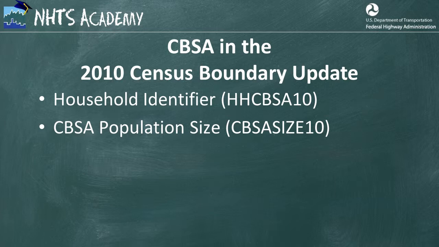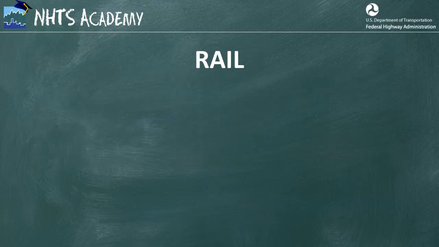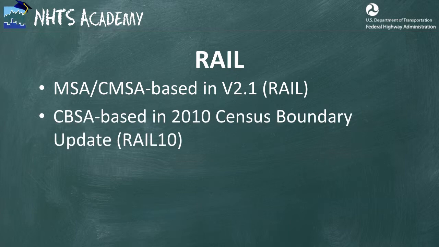Finally, we have CBSA Cat 10, which is a CBSA-based update to MSA-CAT, which was a variable that combined MSA size with the availability of rail. The availability of heavy rail, typically a subway system, was determined by MSA and CMSA in version 2.1 of the 2009 NHTS, as well as in 2001. For this census boundary update file, Rail 10 is determined by the availability of heavy rail in a household's CBSA. This has the effect of slightly expanding the number of households with rail, since a few heavy rail lines extend into CBSAs that were not part of MSAs used for version 2.1.